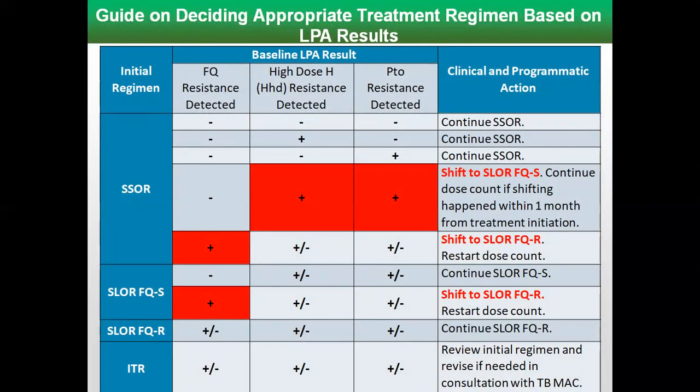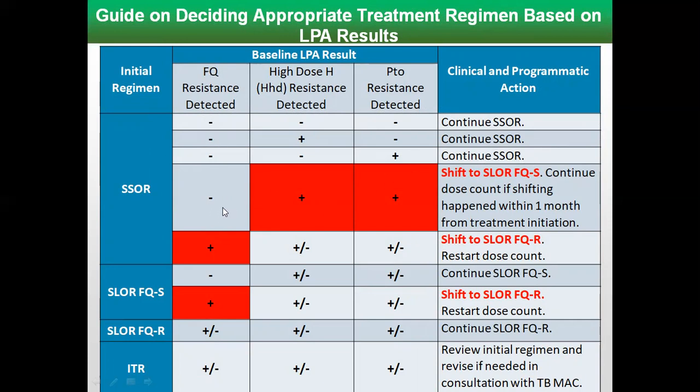So, for example, your patient is on SSOR. You started the patient on SSOR. Dumating ang baseline LPA and showed, sabihin natin, wala siyang resistance sa fluoroquinolone with resistance to high-dose isoniazid detected but no resistance to PTO or low-dose isoniazid. So what you do is you just continue SSOR. Pag naman PTO siya may resistance or sa low-dose isoniazid, you still continue SSOR.